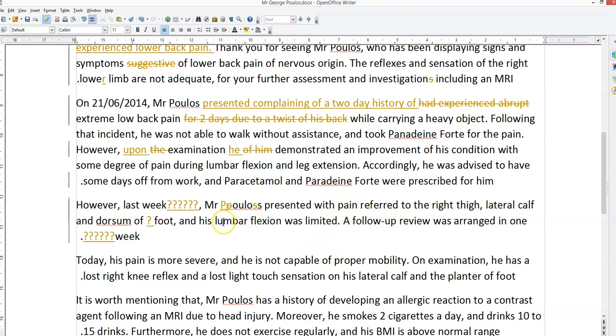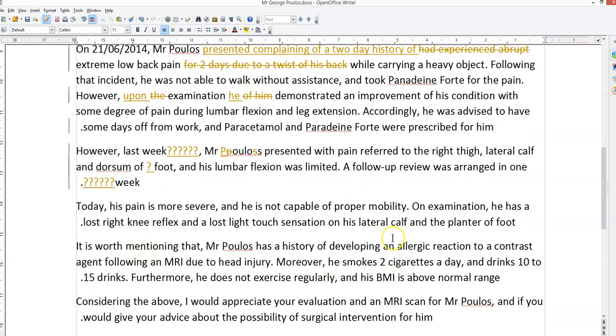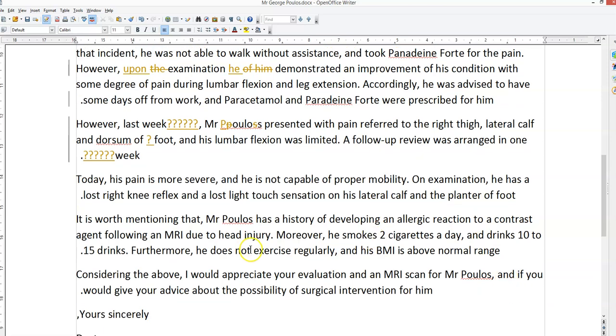Okay, today his pain is more severe. Lost right knee reflex and lost tactile sensations, lower calf, and the plantar of foot. Okay. It is worth mentioning that as well. We don't usually use that.